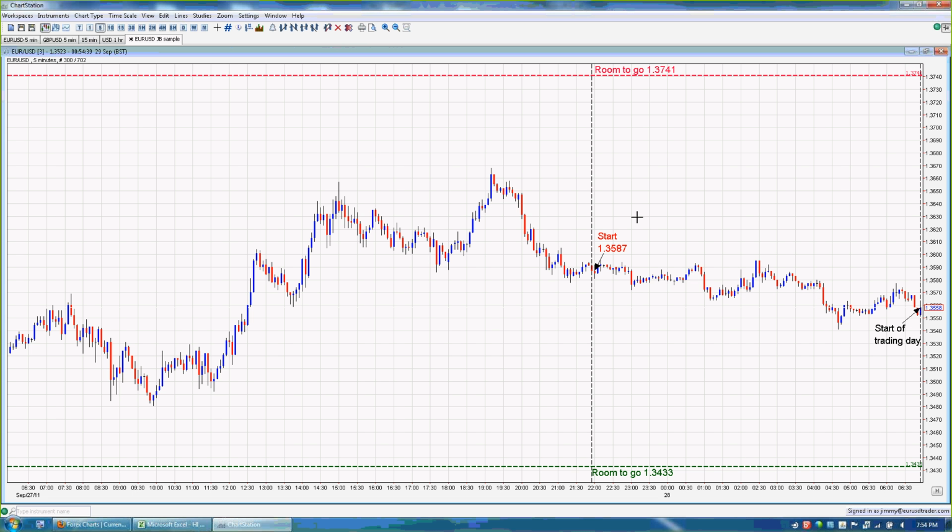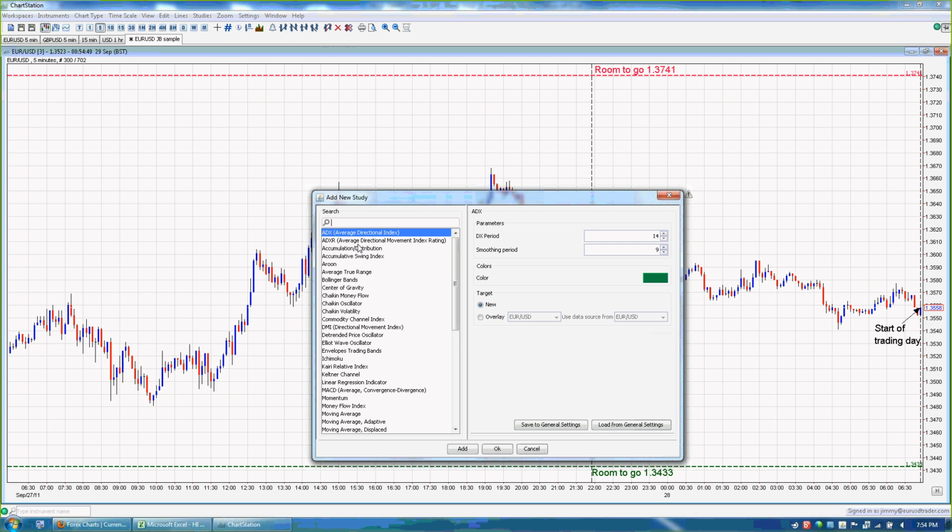So the next thing we need to do is put our Jimmy's bands on the chart. So let's go ahead and do that. We go up here to Studies, and we scroll down to where it says Envelope Trading Band.